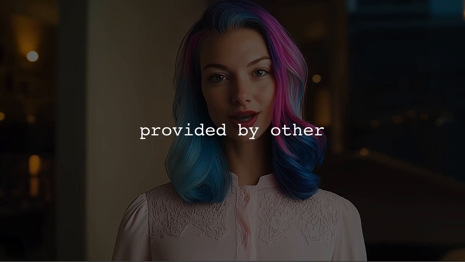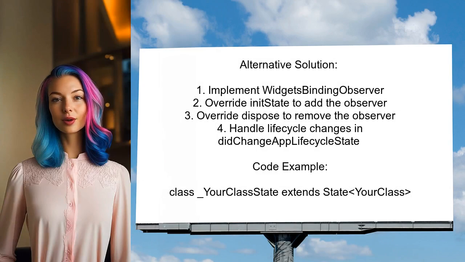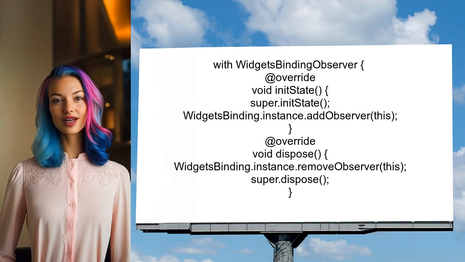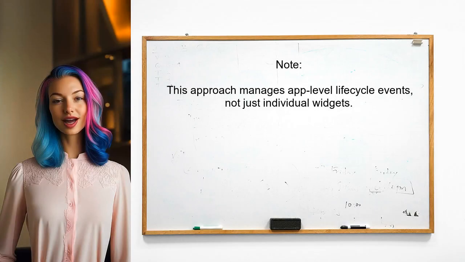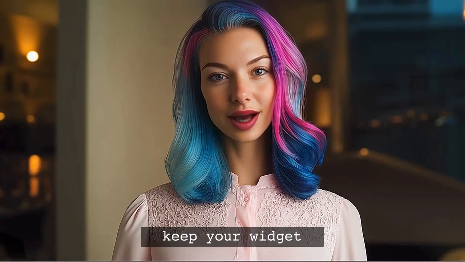Now let's look at the answers provided by other users. This user suggests using the WidgetsBindingObserver to manage widget lifecycle events in Flutter. They provide a complete code example that demonstrates how to detect when the app's lifecycle state changes, such as when the app is resumed or paused. Additionally, it's important to note that this approach manages the app-level lifecycle, meaning it responds to the entire app's state rather than individual widgets.